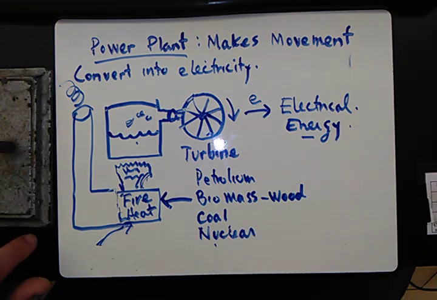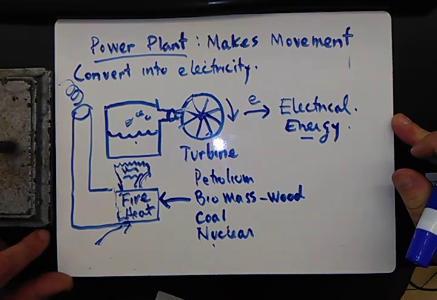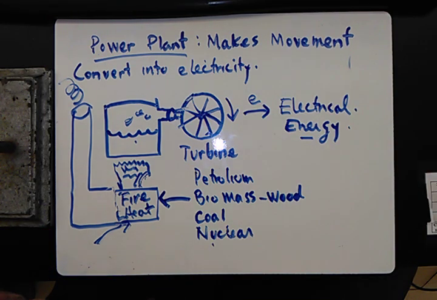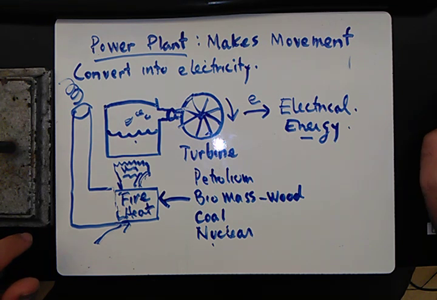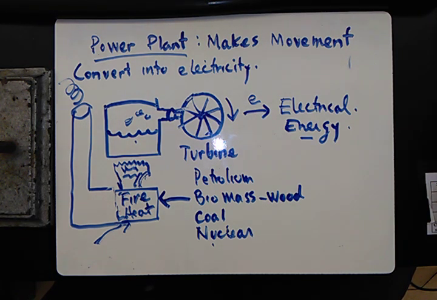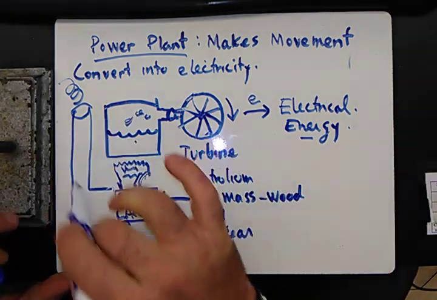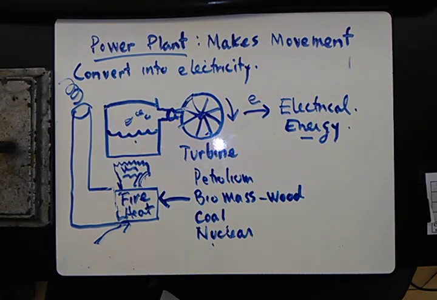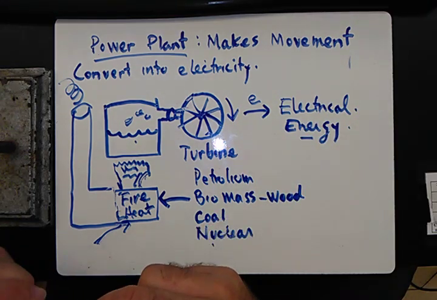Nuclear power plants give off a lot of heat, and we usually need a very big cooling source to cool off a nuclear power plant. Now, this is the predominant way for the United States to produce electricity. There are other ways to get something to move, so let's talk about that in the next video.